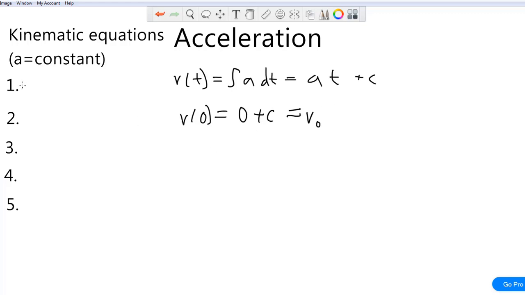So you get one of the kinematic equations. I'll write this as the second one, because the first one is the most well-known one, and I want to have that as the first. So v of t equals at plus v naught. Now I'm going to erase this.